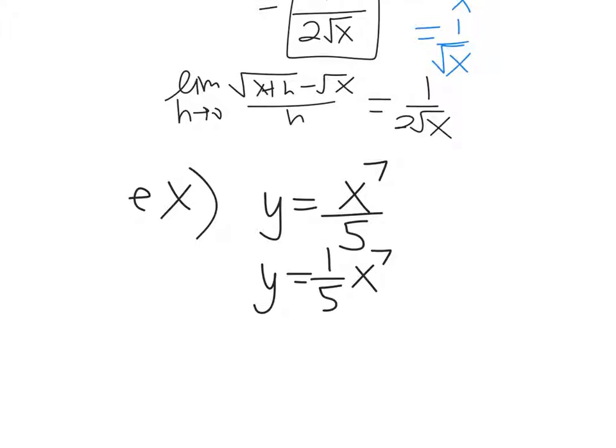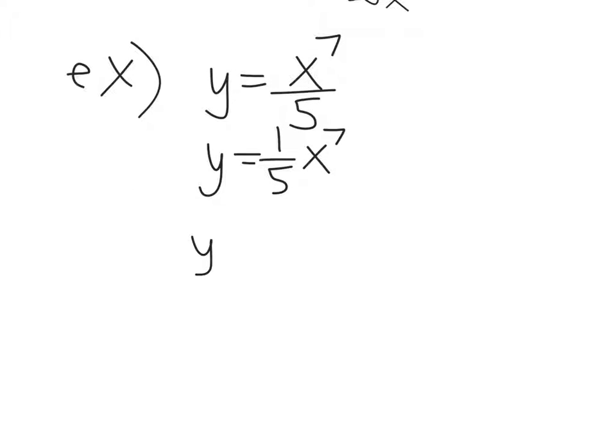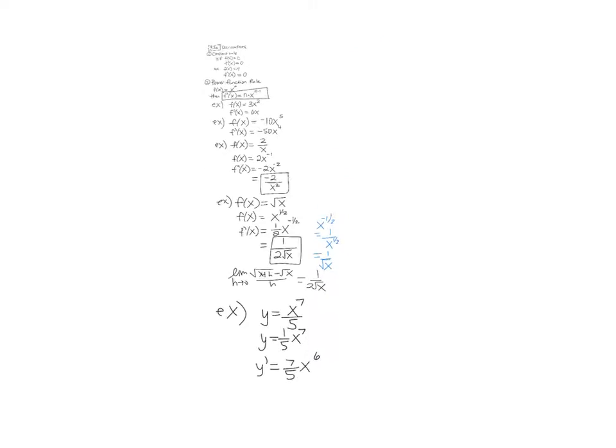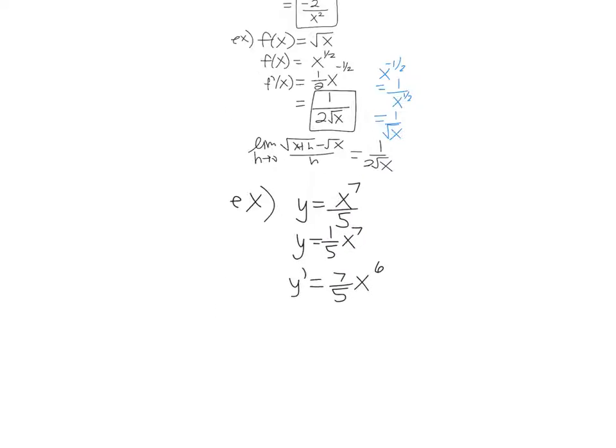When you take the derivative, it's just the same rules that you're doing today. Bring the 7 down. So what's 7 times 1/5? 7/5. And then subtract 1 off the exponent. So good, right? That's all we've learned today, you guys. That's the power function rule.